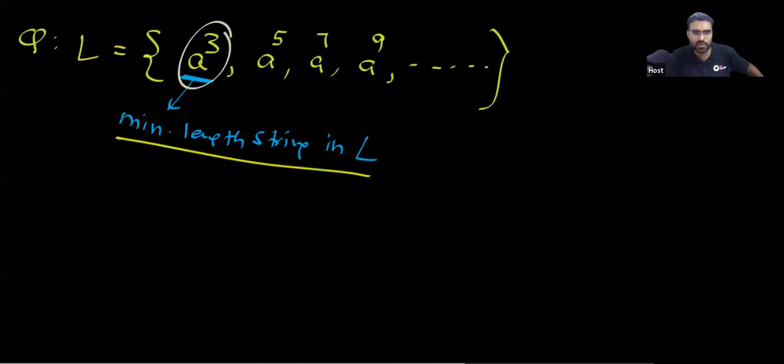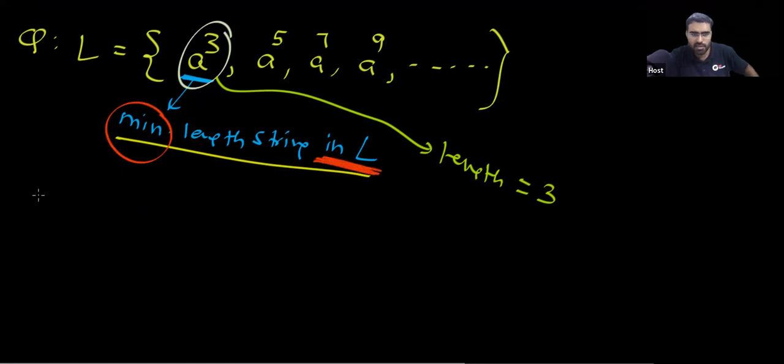Now let's take our question. In this question, tell me directly from where you will start. You don't have to check p equal to 3, because this is the minimum length string, and the length is 3. This is the minimum length string in L.